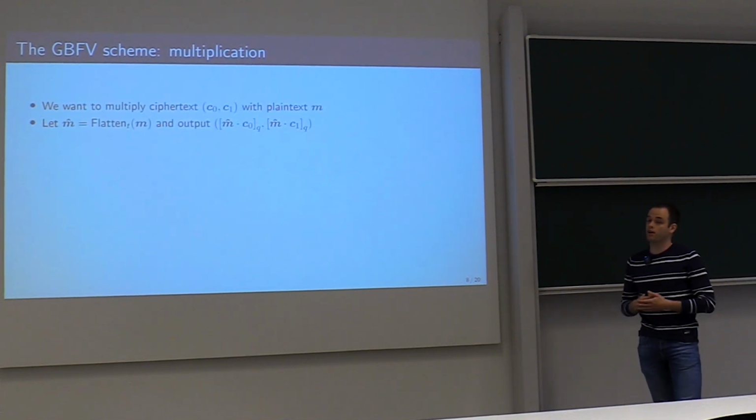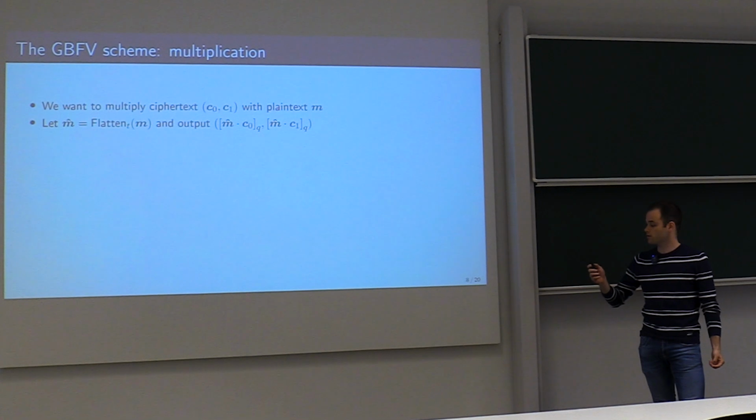Okay, so the goal of FHE is computing on encrypted data. In this slide, I will be treating the case study of a homomorphic multiplication, where we are interested in multiplying a ciphertext together with the plaintext. To do that, we first flatten the plaintext. This gives us some alternative plaintext m hat, and then multiply this coordinate-wise to the ciphertext.